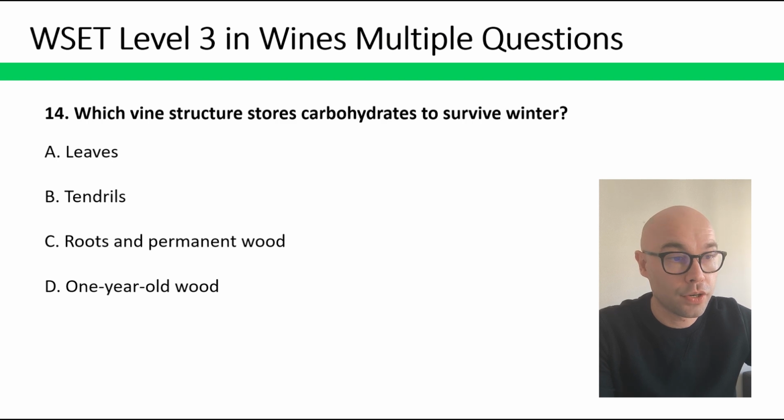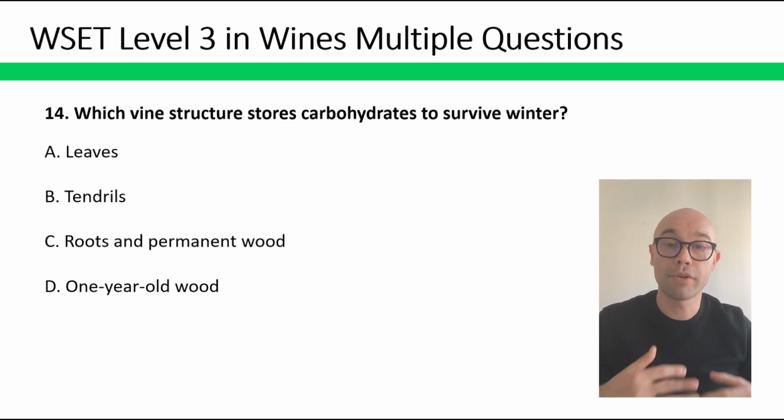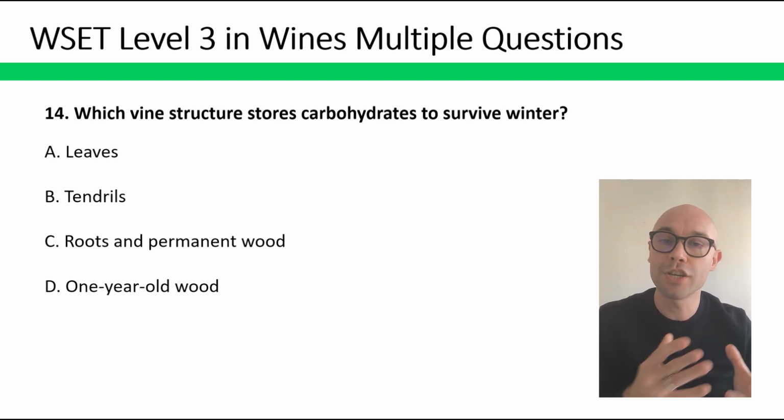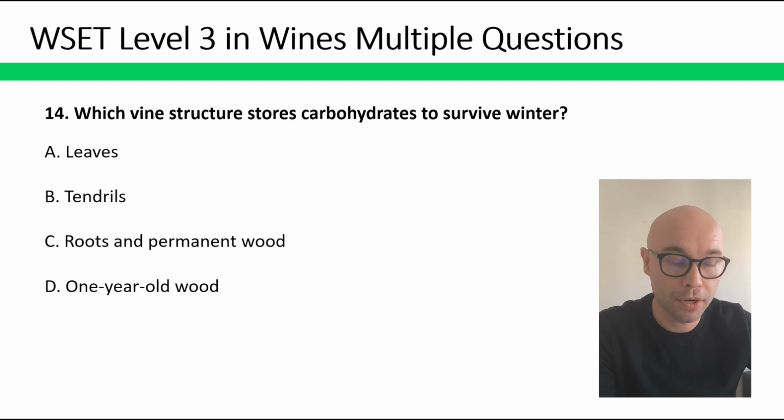Which vine structure stores carbohydrates to survive winter? Leaves, tendrils, roots and permanent wood, 1-year-old wood. The correct answer is C, roots and permanent wood. They store these carbohydrates over the winter, and then they use this stored carbohydrate for initial growth in the spring.